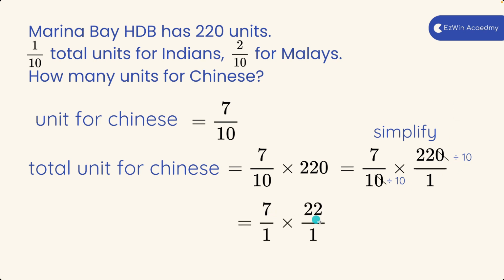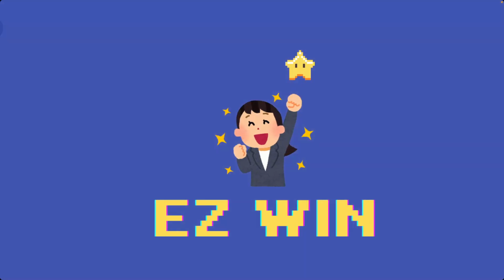Since we have a common denominator, we can just focus on the numerator, which is 7 times 22. Do you know what 7 times 22 is? If your answer is 154, then you are right. And that is an easy win.